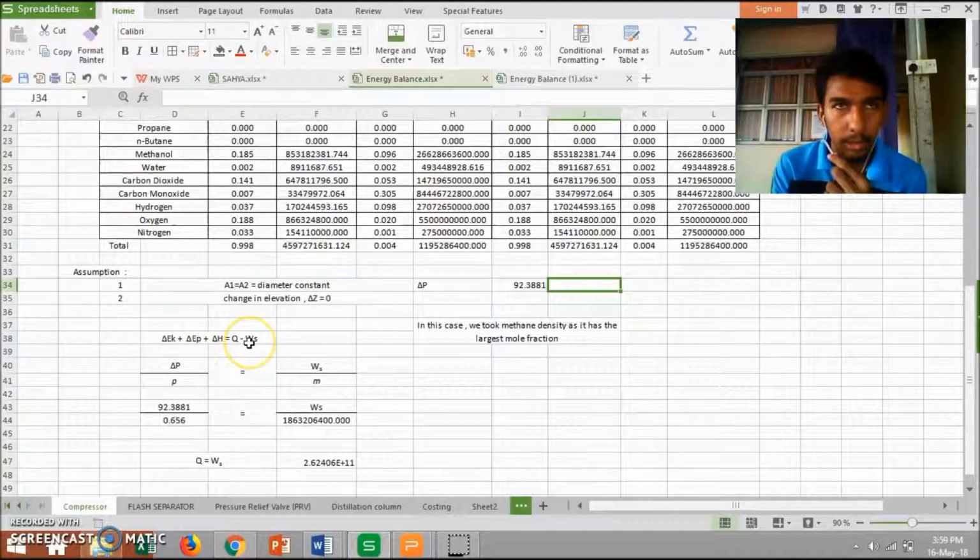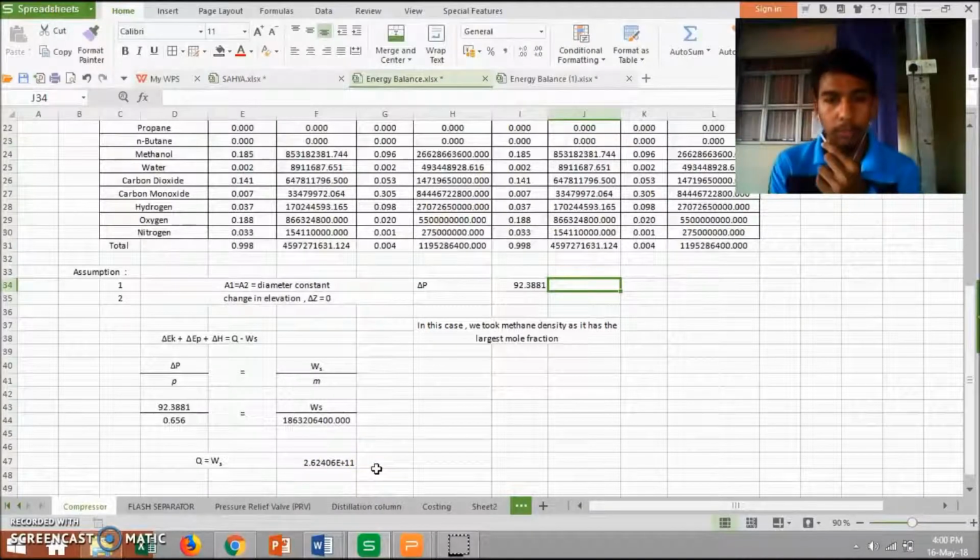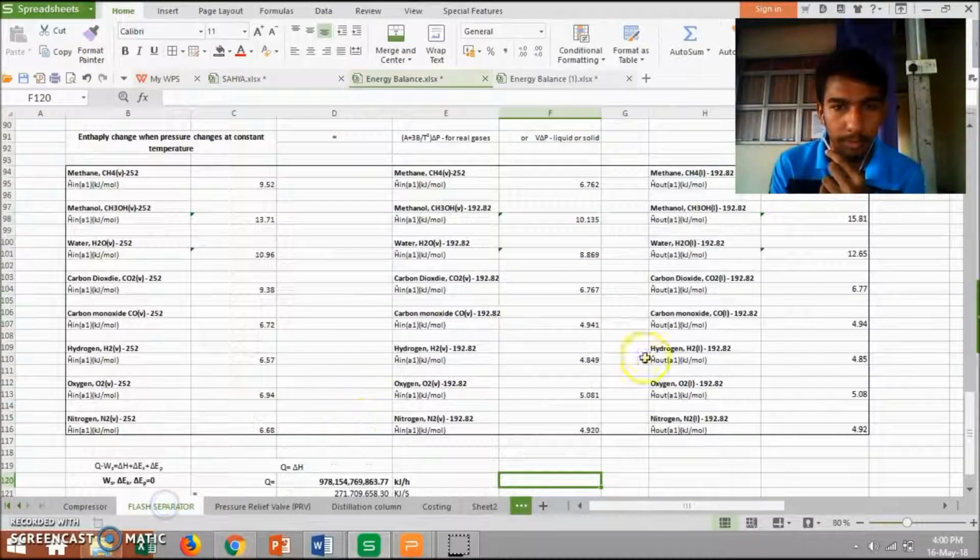So the heat released or added is equivalent to work shaft. In order to calculate work shaft, this is the formula. In this case, we took methane density for the calculation, as it has the largest mole fraction here. After the calculation, we got the Q value. This is the value. As it is a positive value, we can clearly say that heat is needed in this unit. So now let's move on to the flash separator.